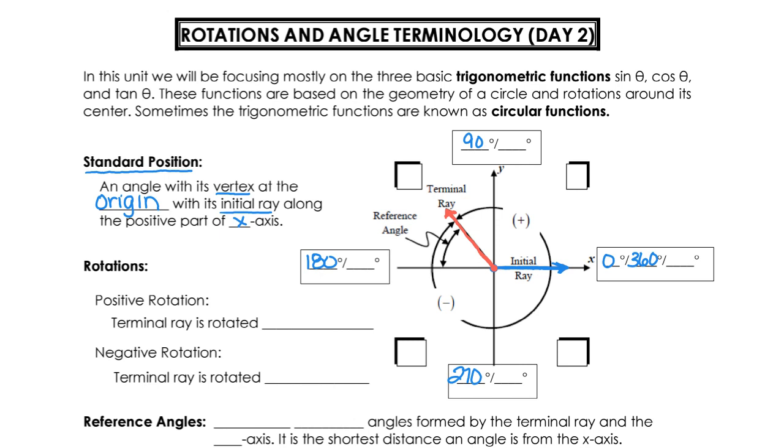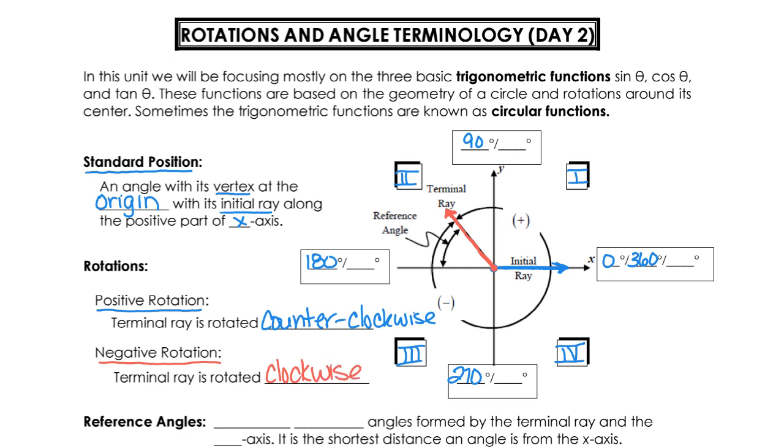Okay. Now, that terminal ray can also rotate negatively. All right, so let's go down here to rotations. Positive rotation, the terminal ray is rotated counterclockwise, or the same way the quadrants go. And the quadrants go quadrant 1 to quadrant 2 to quadrant 3 to quadrant 4. So if that terminal ray is rotating the same way the quadrants go, then that's positive rotation. Same thing from geometry.